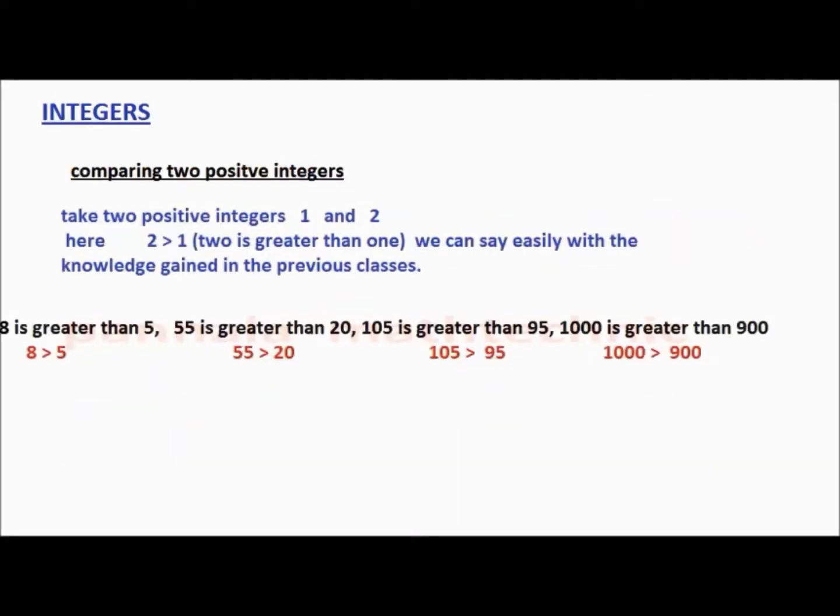Now comparing two positive integers. Take two positive integers 1 and 2. Here 2 is greater than 1. Just by seeing this, we can say that 2 is greater than 1. And other numbers are also like this: 8 is greater than 5, 55 is greater than 20, and 105 is greater than 95.